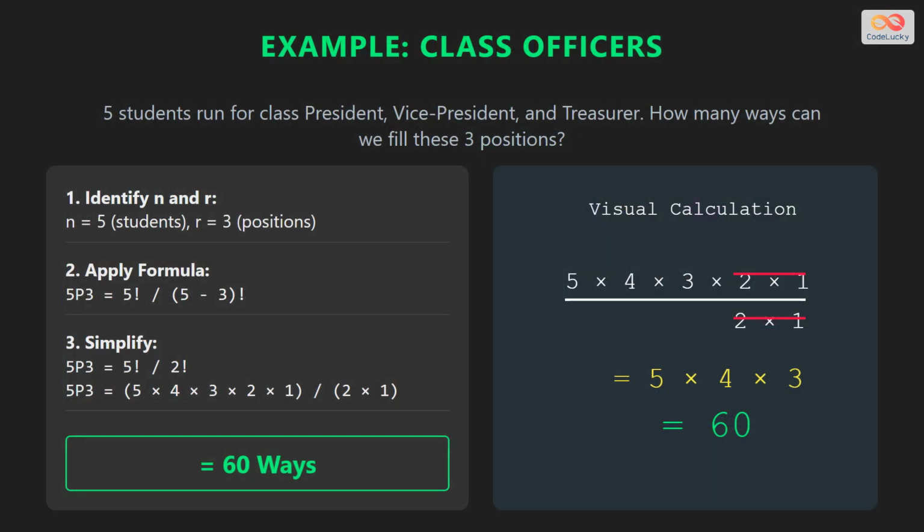Let's solve a classic problem. 5 students want to be president, vice president, and treasurer. We have 5 students, so n is 5. We have 3 positions, so r is 3. Plugging this into our formula, we get 5 factorial divided by 2 factorial. The 2 and 1 cancel out from the top and bottom, leaving us with 5 times 4 times 3. That gives us 60 different ways to assign these roles.